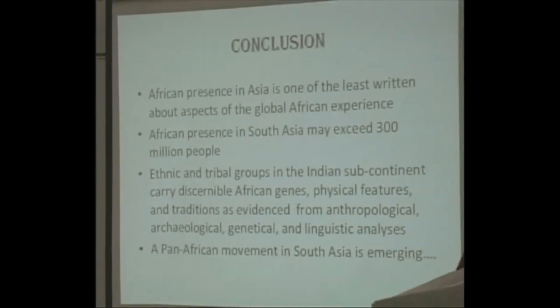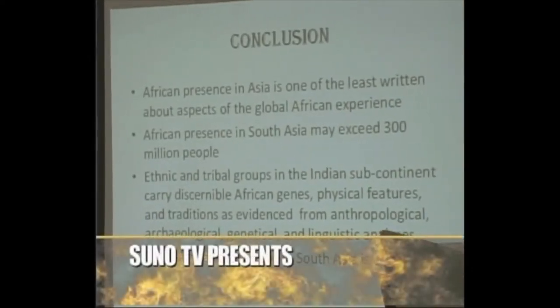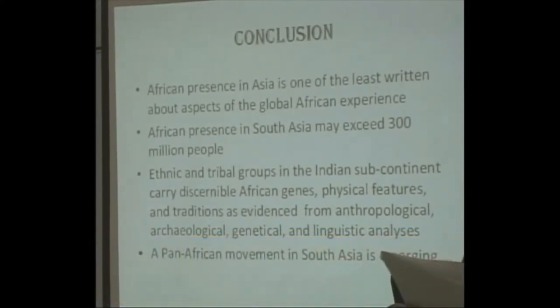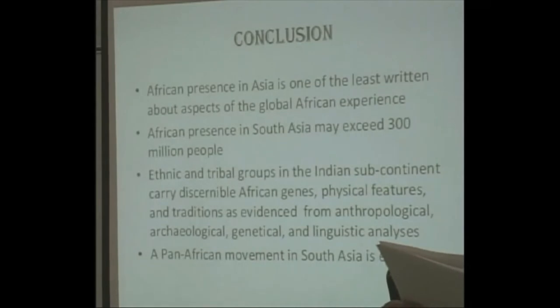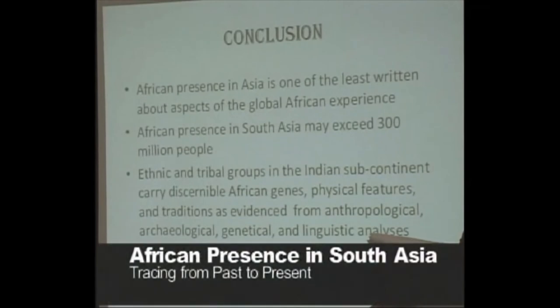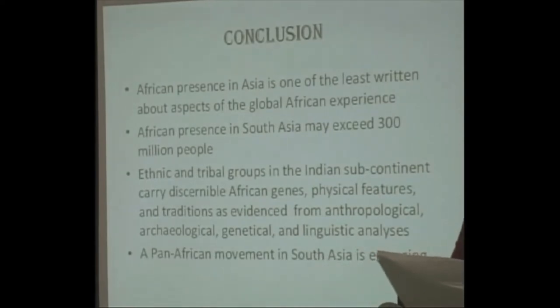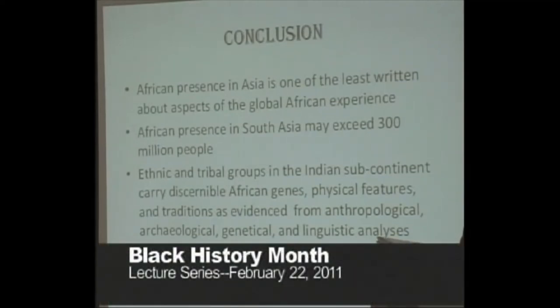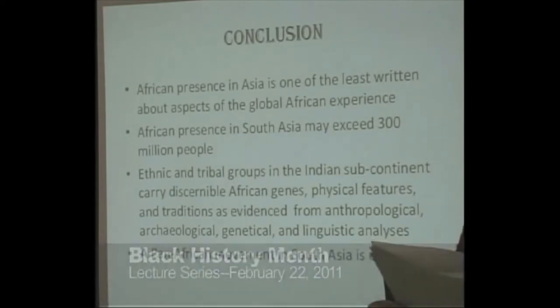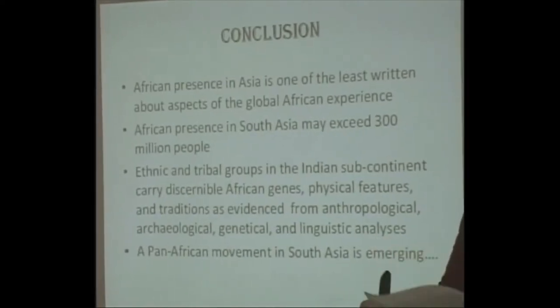Okay, so, in summation, serious scholars of African Asian history contend that the African presence in Asia, including the African presence in classical Asian civilization, is one of the most significant, challenging, and least written about aspects of the global African experience. And that even today, after an entire series of holocausts and calamities, the African presence in Asia may exceed 300 million people. As stated at the very beginning, anthropological, archaeological, genetic, and linguistic studies identify certain population groups and tribal peoples in the Indian subcontinent with discernible African genes, African physical features, and African tradition.